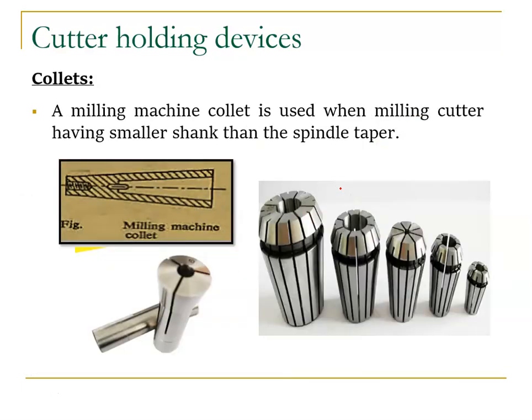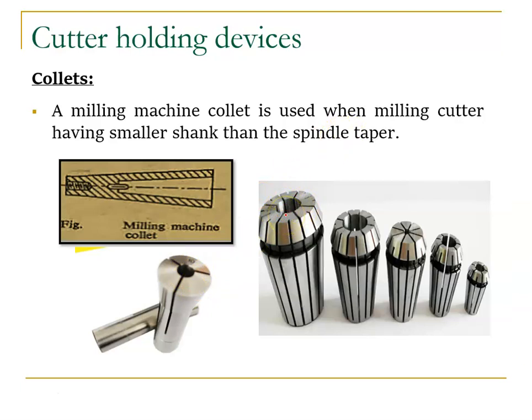So collets. We have already seen collets in the drilling machine. They fit directly. For example, if you use vertical milling cutters, the diameter exactly matches the spindle. If the outer diameter of the cutter and the inner diameter of the collet hole are equal, we can directly fit it. A milling machine collet is used when the milling cutter has a smaller shank than the spindle taper. So if it is equal or has a smaller shank, we can usually connect it. This is very simple: there is a hole, and we insert the cutter into it.